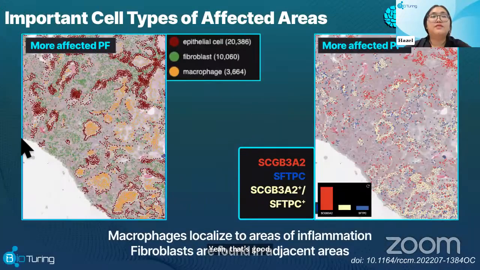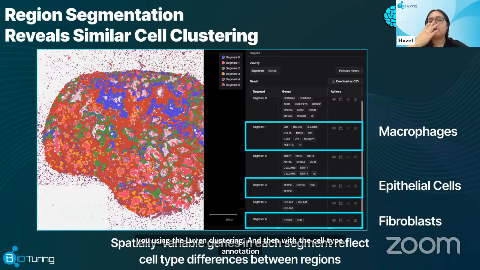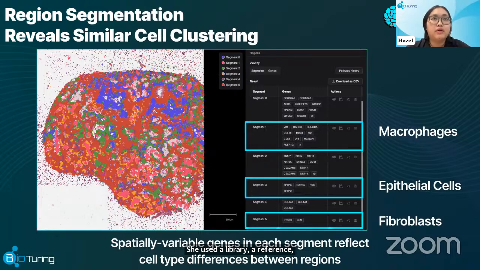Okay, so we're back here with the cell type annotation. And right here, this is the region segmentation. So as Julie just mentioned, she performed the annotation using the Leuven clustering. And then with the cell type annotation, she used a library, right? A custom reference of single cell RNA-seq data, right? So all the time we use clustering and we also annotate the cell using only single cell RNA-seq data.